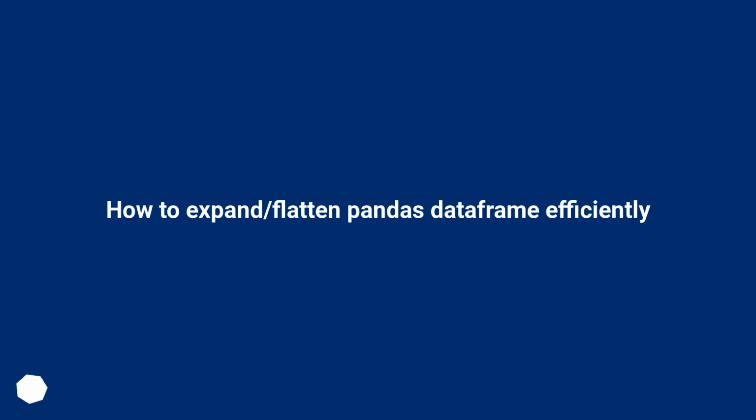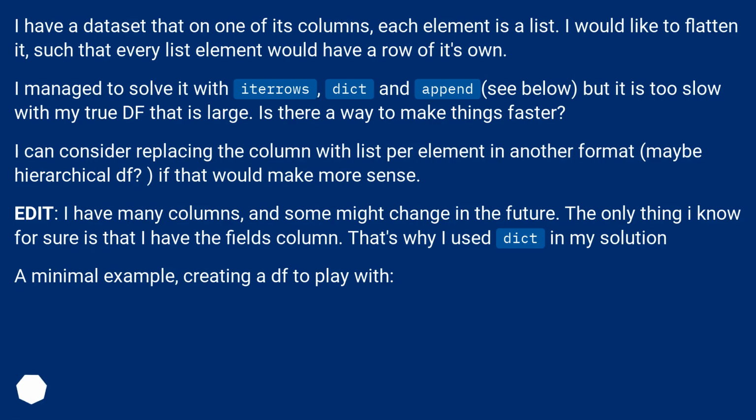How to expand/flatten pandas dataframe efficiently. I have a dataset that on one of its columns, each element is a list. I would like to flatten it, such that every list element would have a row of its own. I managed to solve it with iterrows, dict and append, see below, but it is too slow with my true DF that is large. Is there a way to make things faster?